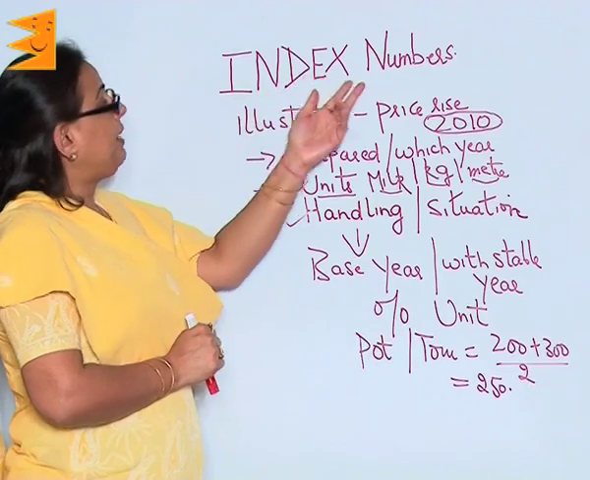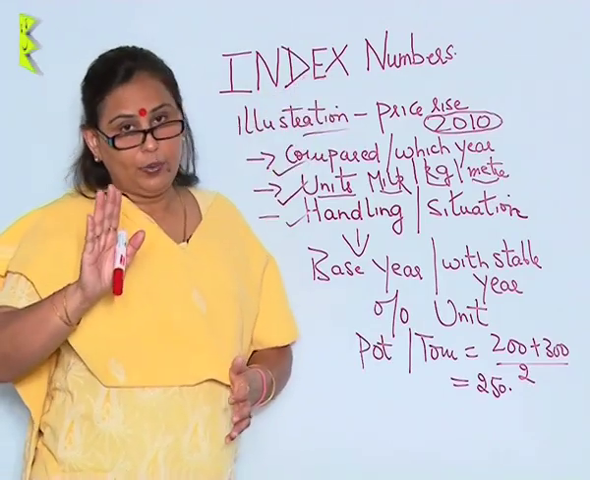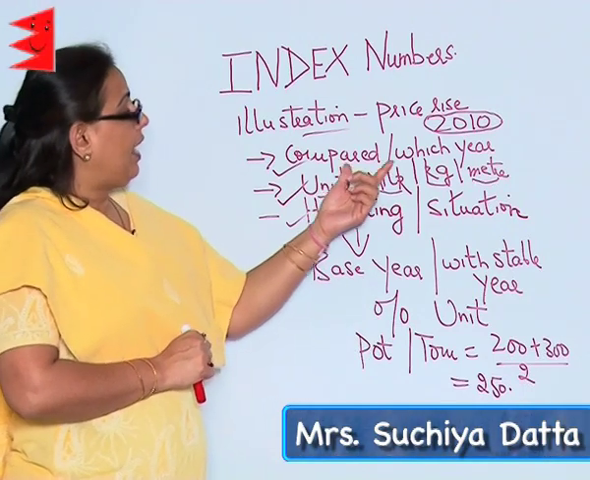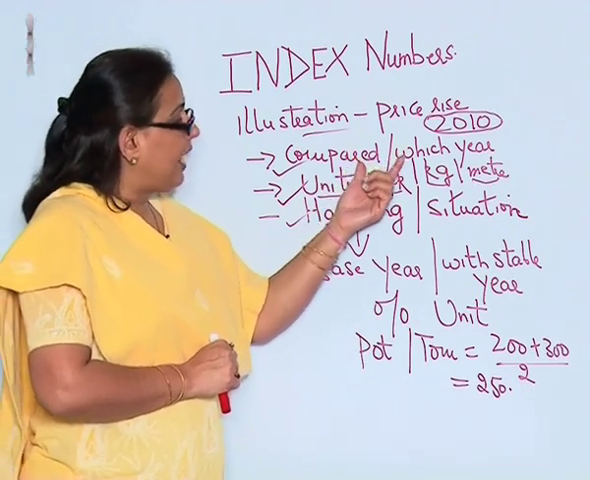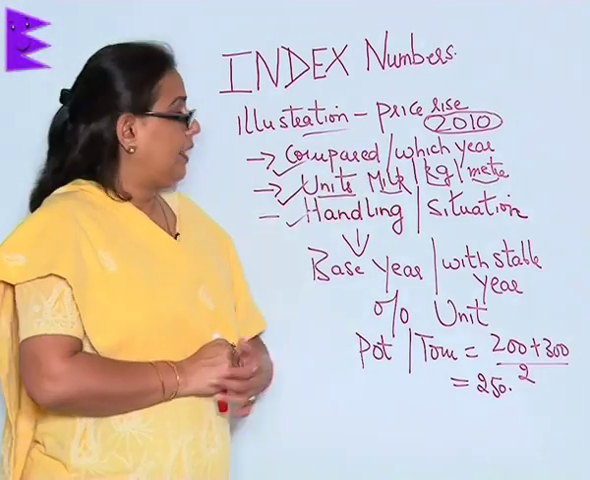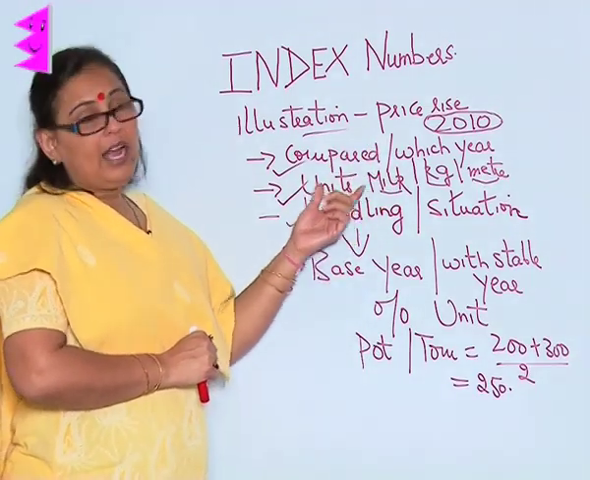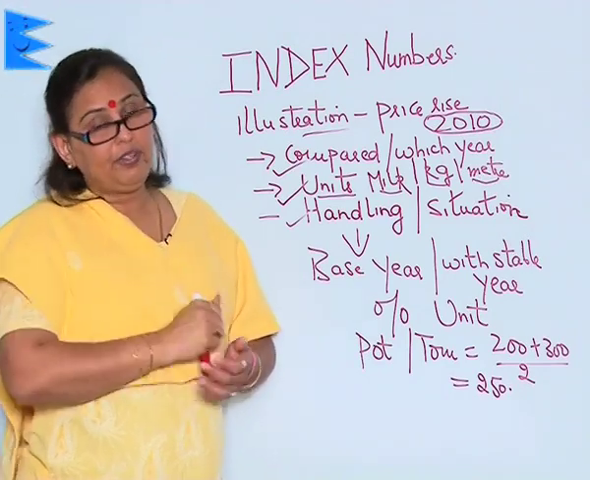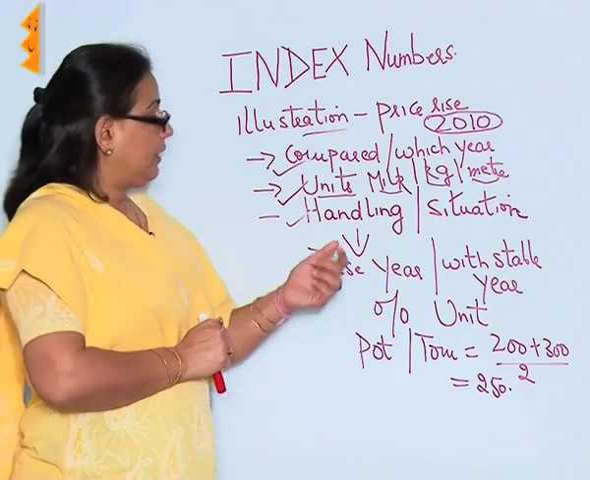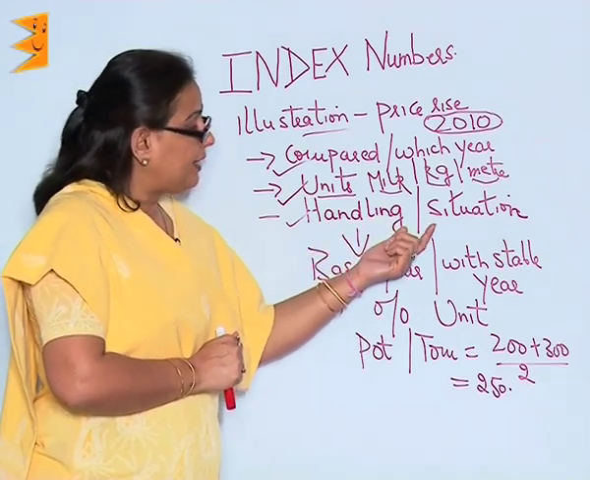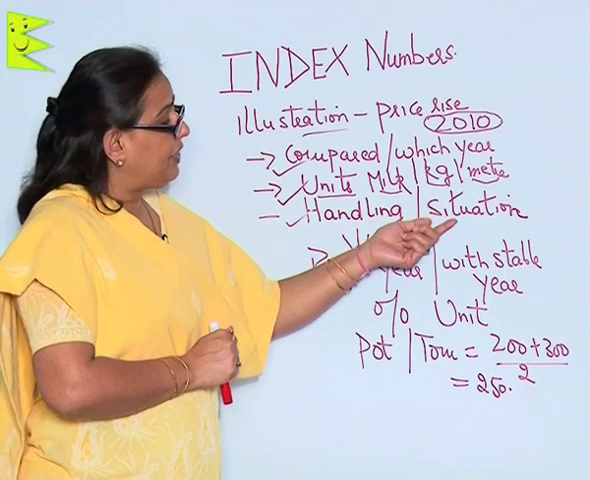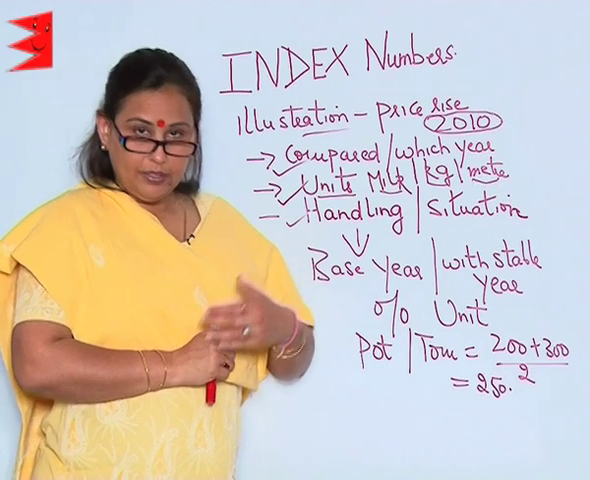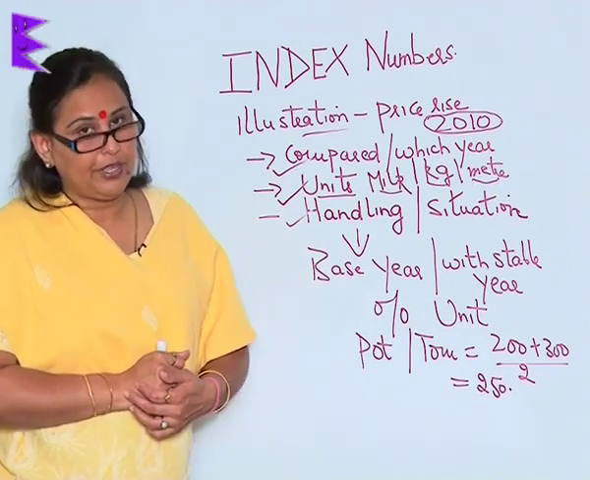So, while framing the index number, you have understood that there are three questions to be kept in mind. Those are, I am comparing this price rise to which year? Then, which units are to be taken for calculating different things? Next is, how do I handle the situation when the prices have risen of certain commodities and not of other commodities? Now, let us go to the answer of these questions.